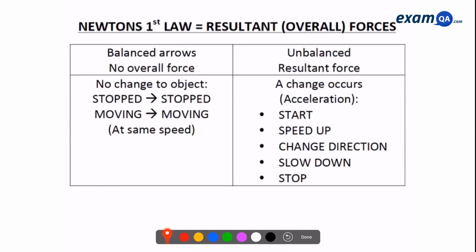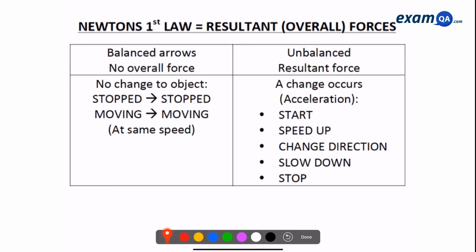What does that mean? Newton's first law says that if an object has no overall force, so all the arrows are balanced, there will be no change to the object. So if the object is stopped, it will remain stopped, and if it's moving, it'll keep moving at the same speed.